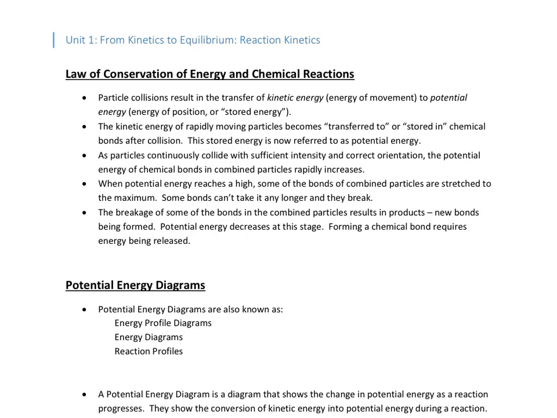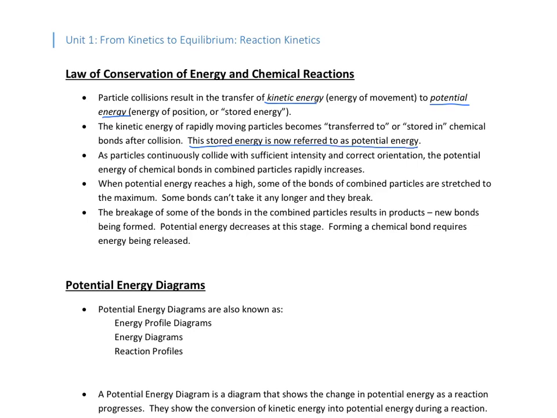Particle collisions result in the transfer of kinetic energy, which is the energy of movement, to potential energy, which is stored energy, or the potential to move. The kinetic energy of rapidly moving particles becomes transferred to or stored in chemical bonds after collisions. This stored energy is now referred to as potential energy.